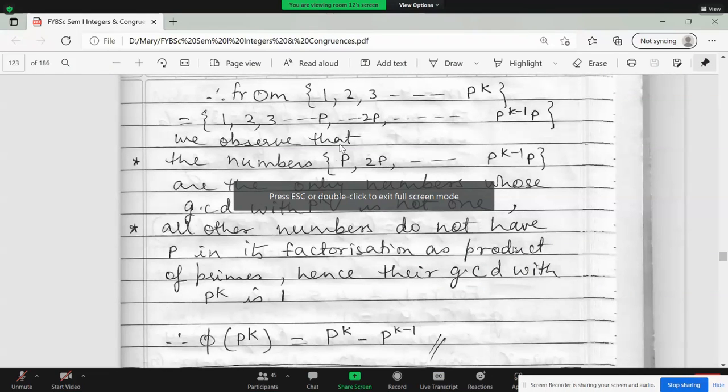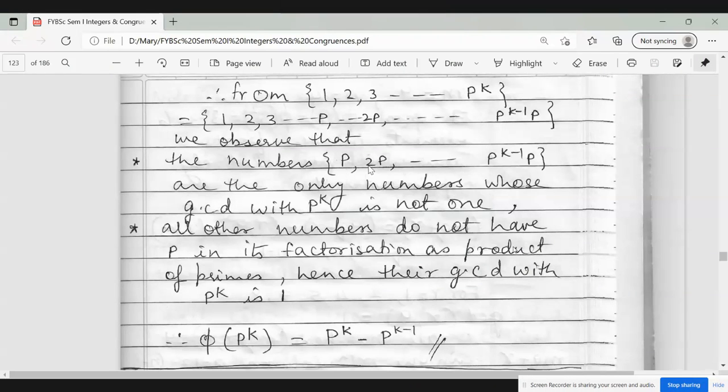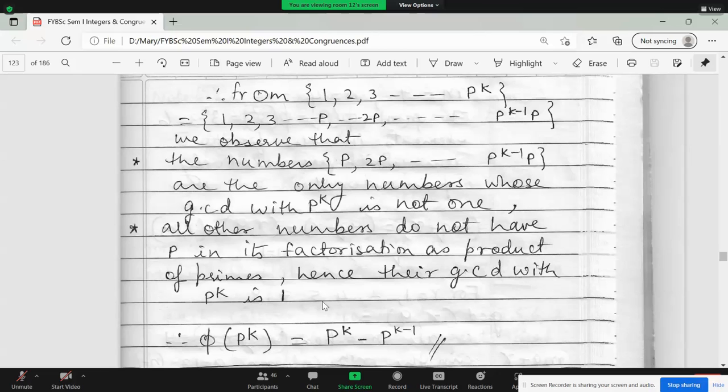We observe that P, 2P, up to P raised to K minus 1 into P are the only numbers whose GCD with P raised to K is not 1. So we'll remove these numbers. All other numbers do not have P in their factorization as a product of primes. Hence, the GCD with P raised to K is 1.